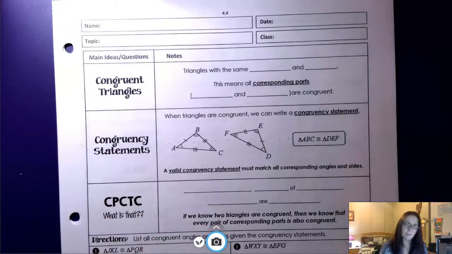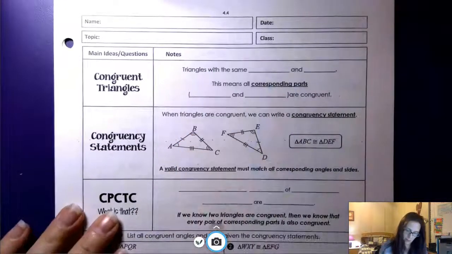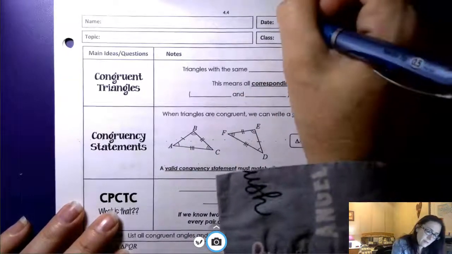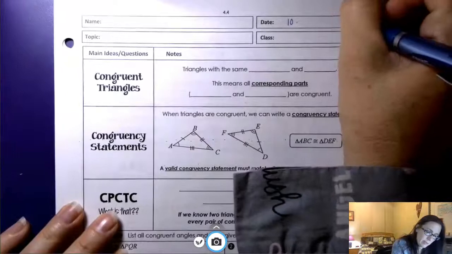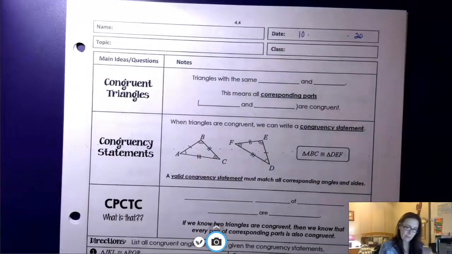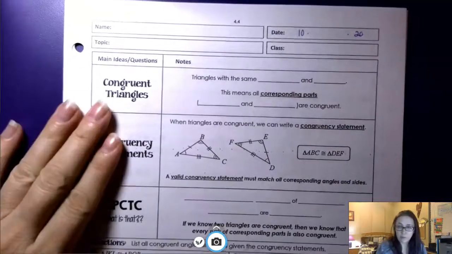Hi, we're going to be doing notes 4.4 on page 136. So again, this is for me February 2020. Whatever date you're doing the notes on, make sure you write down that date. Okay, we're going to be talking about congruent triangles.